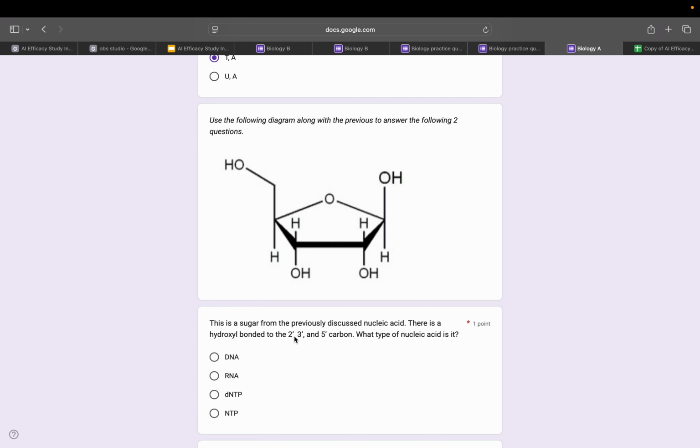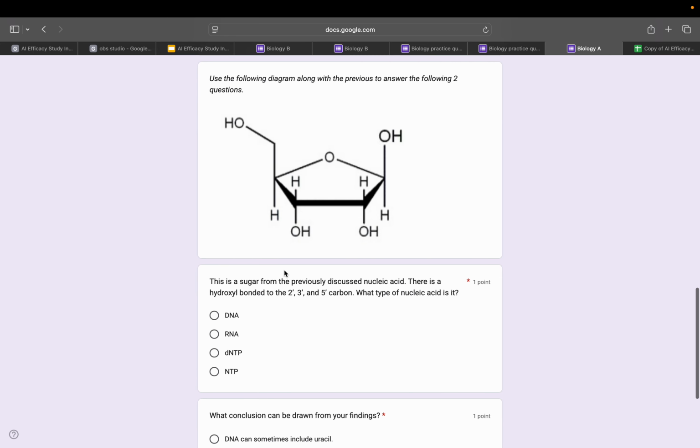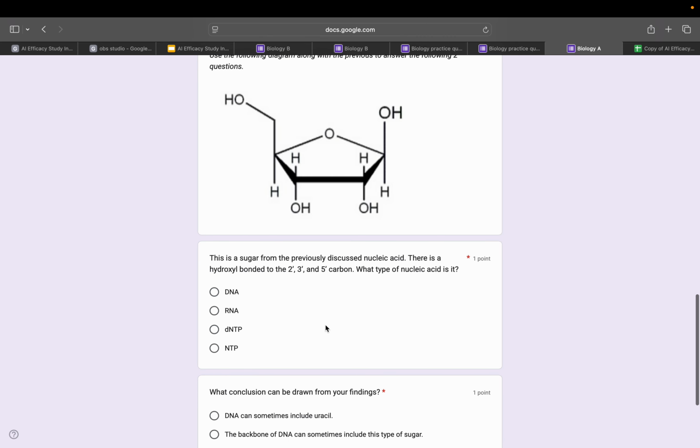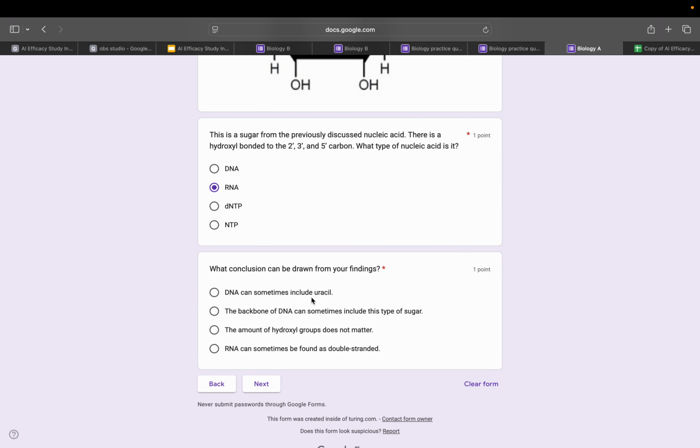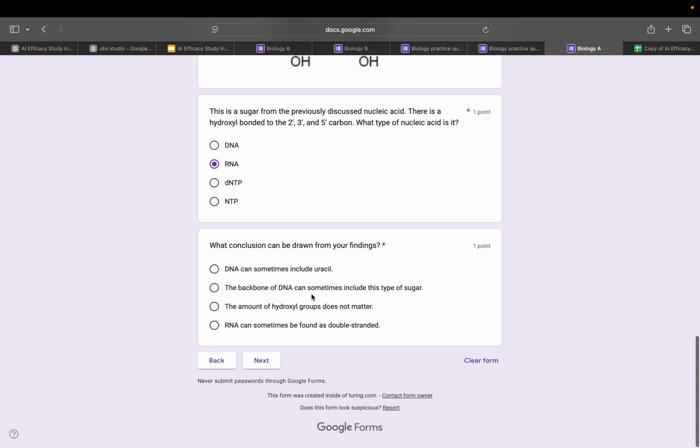This is a sugar from previously discussed nucleus. There is a hydroxyl bond at 2 and 235. Okay, what type of nucleus? This looks like, let's count. I'm not sure about what DNTP is, but DNA can sometimes include, that's absurd because it will make the nuclear DNA unstable. The backbone of DNA can sometimes include this type of sugar. RNA can sometimes be found. I'll go with this one because it can be, but it's not that stable.